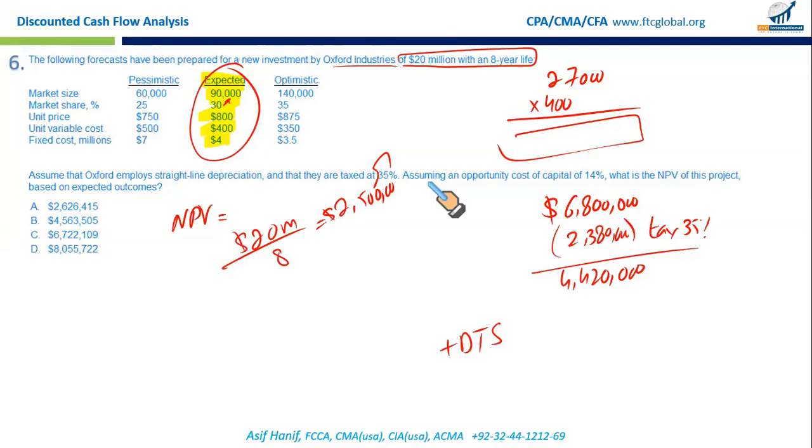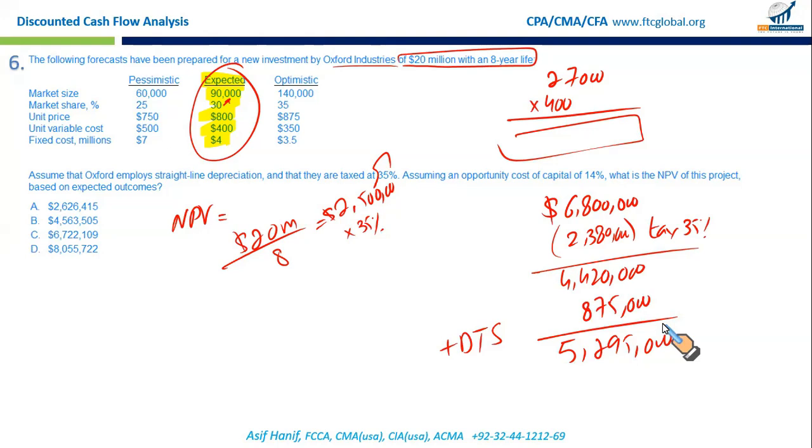2.5 million multiplied by 35% is 875. So this depreciation tax shield needs to be added. 4.42 million plus 875 gives you 5295. This is your relevant cash flow that you will use to calculate your NPV, right?